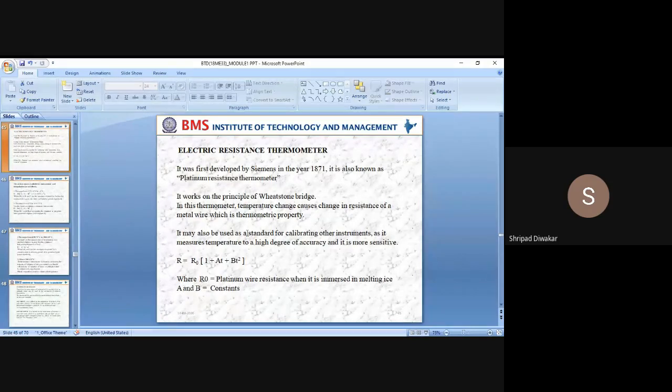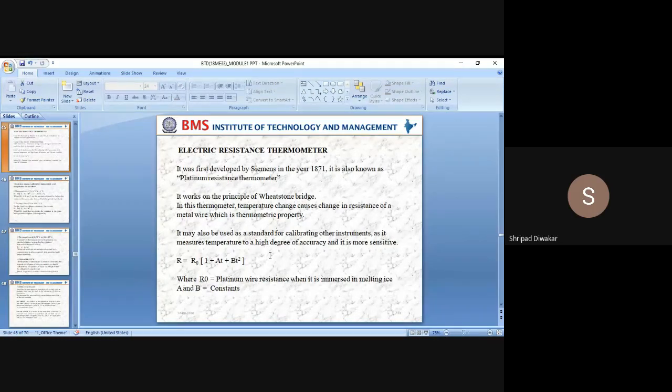You remember the electrical resistance thermometer works on the principle of the Wheatstone bridge. A Wheatstone network you have already studied. In this thermometer, temperature change causes a change in the resistance of a metal wire, which is the thermometric property. The thermal EMF, electromotive force, is the thermometric property in the thermocouple. Likewise, the resistance of a metal is the thermometric property in the electrical resistance thermometer. So as the temperature changes, the resistance of the metallic wire changes, which is the thermometric property.